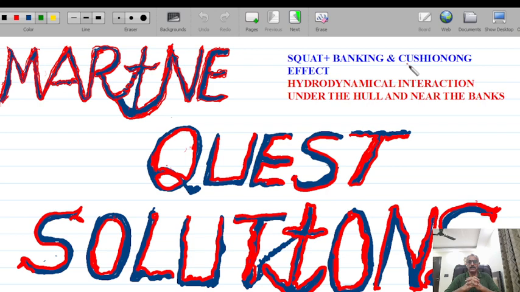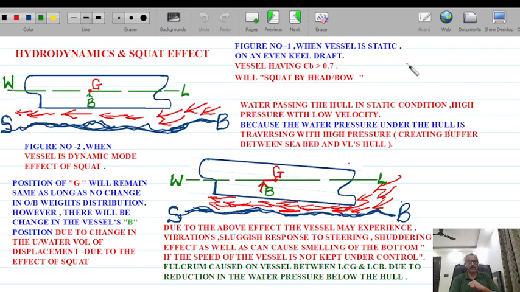This particular lecture is on squat plus banking and cushioning effects: the hydrodynamical interaction under the hull and near the banks. So I've taken the full compilation of how the hydrodynamical effects work under the hull, with respect to squat, and near the banks, which basically reflects upon the banking and cushioning effects. So we begin with slide number 1. Now, hydrodynamics and squat effect.